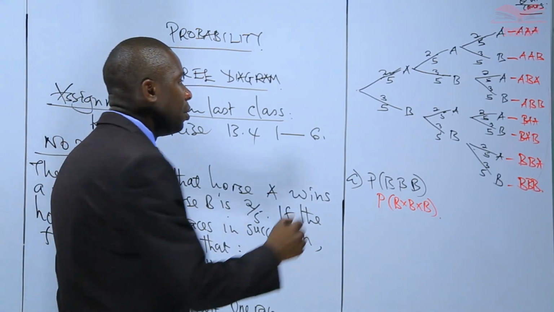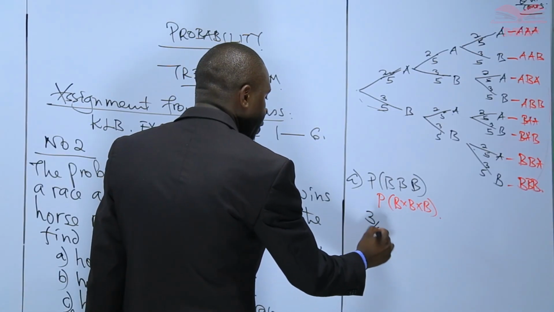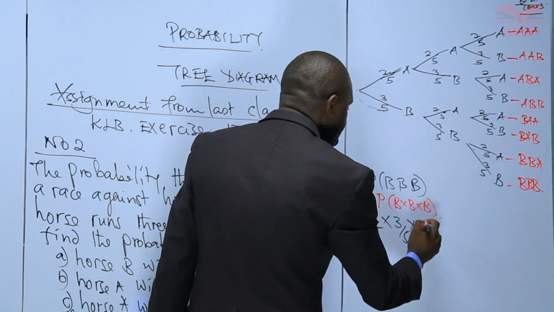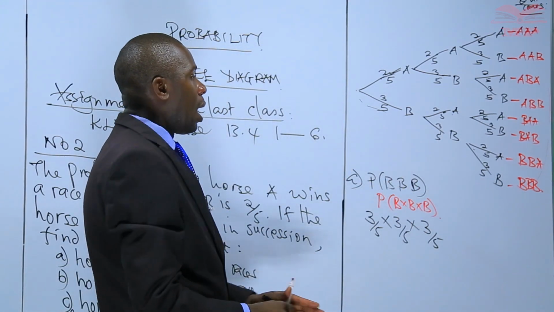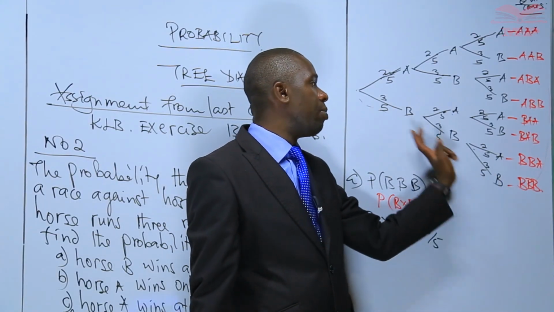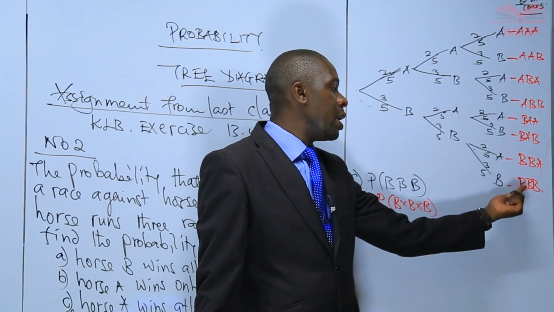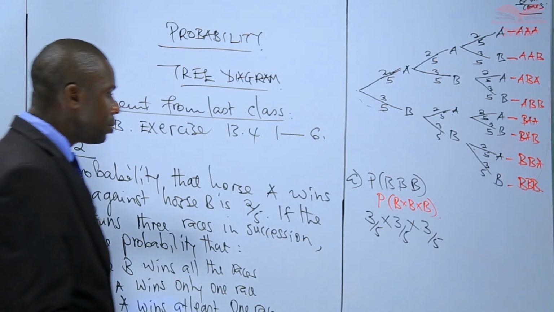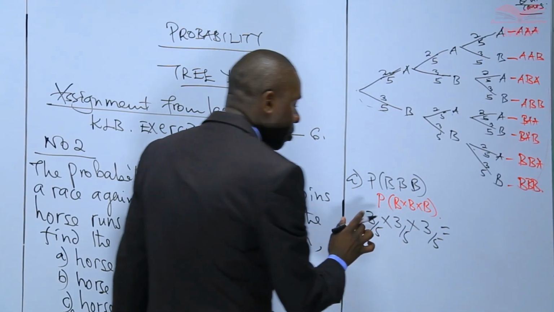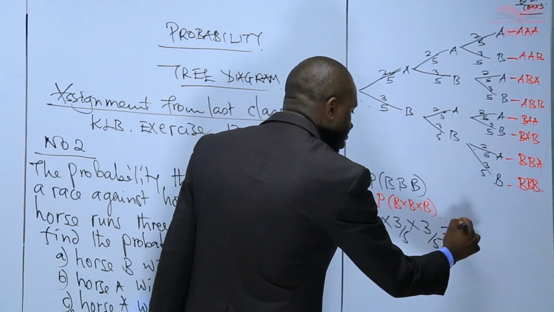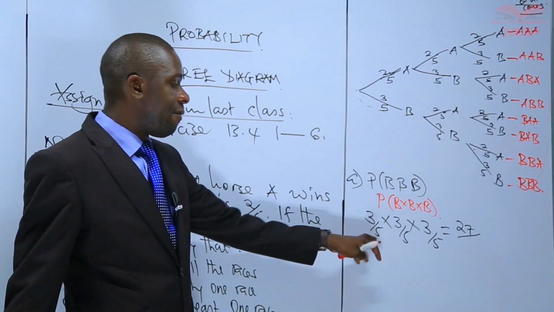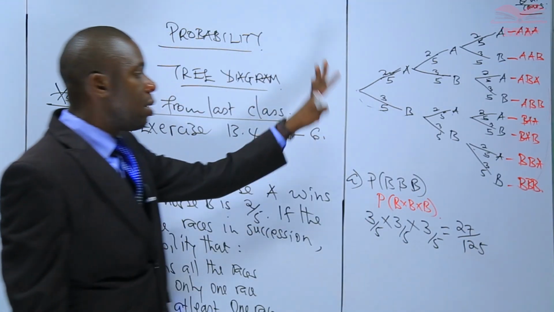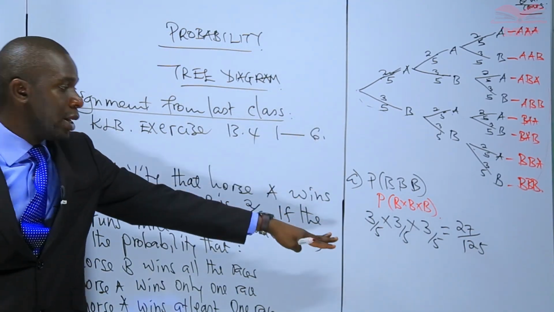So in that instance, therefore, the probability of getting the first B is 3 out of 5, times the second B is 3 out of 5, times the third B there is 3 out of 5. Now, I'm using this branch because this is the only branch that gives us an outcome of B, B, B, B winning all the races. So from that point, we can go ahead and say that this will be 3 times 3 times 3, giving us 27, over 5 times 5 times 5, giving us 125. So that becomes the probability of horse B winning all the races.